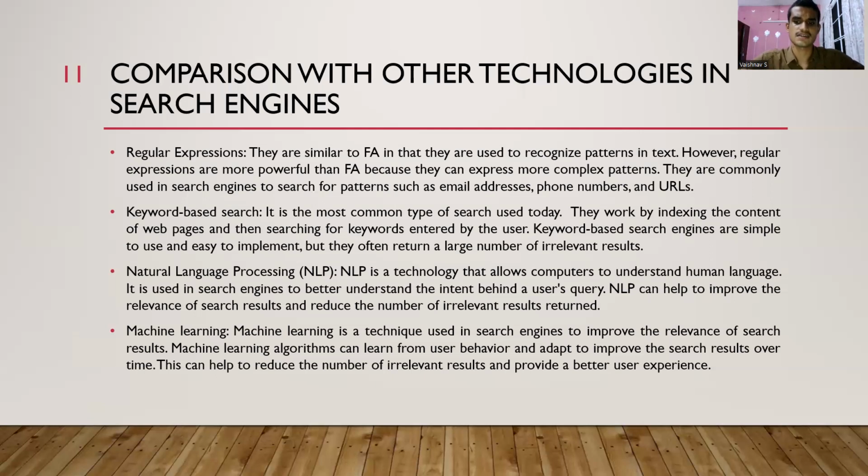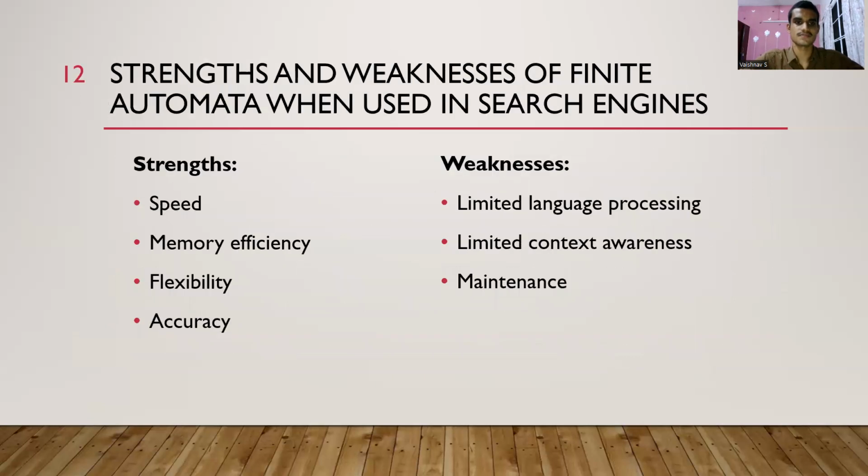Machine learning techniques improve the relevance of search results as well. Machine learning algorithms can learn from user behavior and adapt to improve the search results over time. This can help to reduce the number of irrelevant results and provide a better user experience.